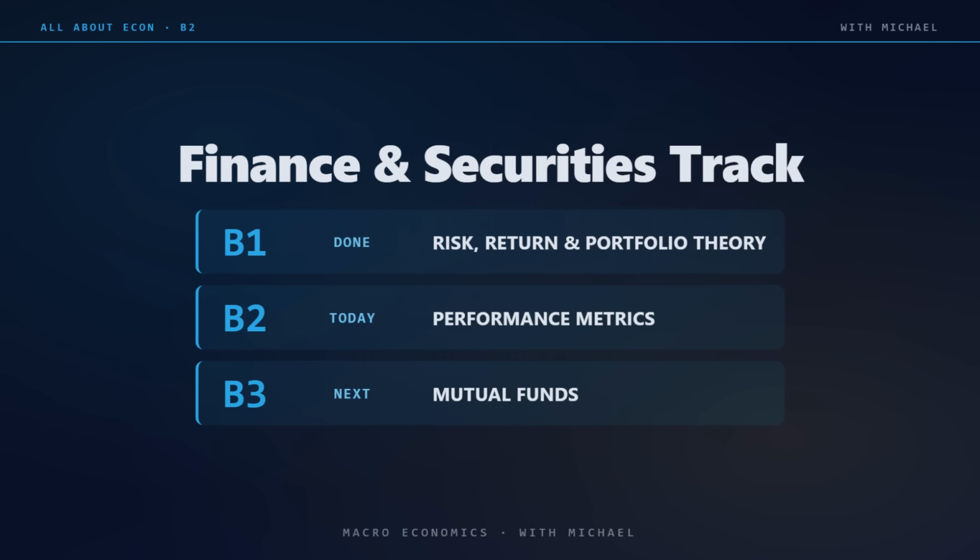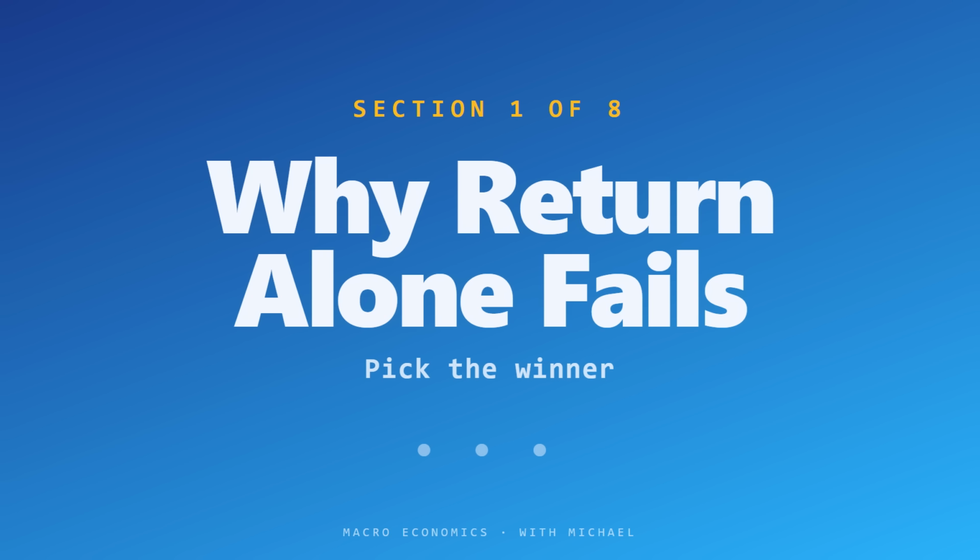Section 1. Why return alone fails. Imagine you must choose between four options: Fund A, Fund B, Fund C, and a plain market index fund, each with its own track record. The most intuitive move is to just pick the one with the highest return. And that is exactly the wrong place to stop.